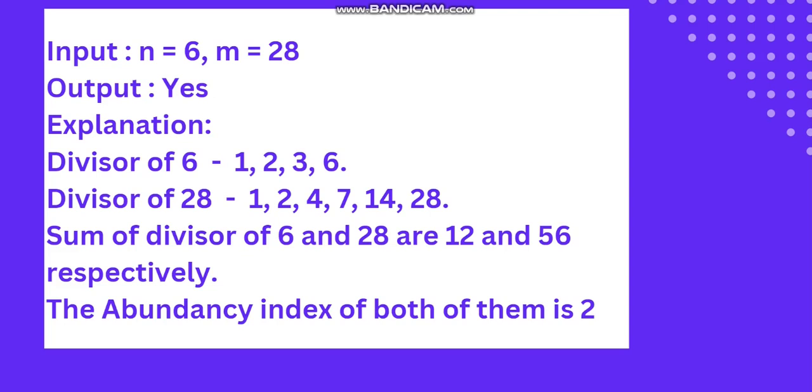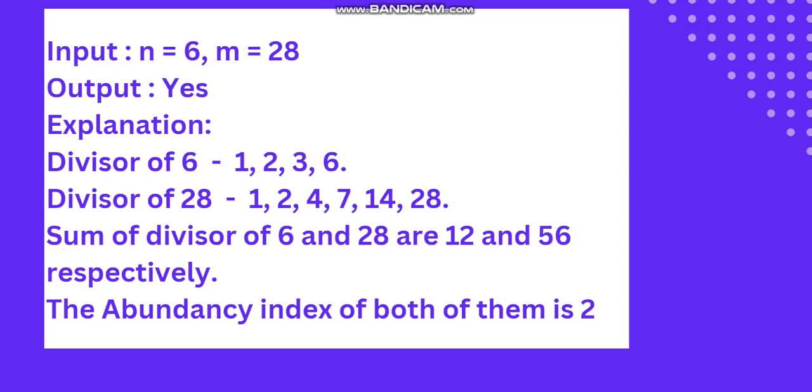Now when 12 is divided by 6 and 56 divided by 28, the abundancy index is 2, that is 6 2s are 12 and 28 2s are 56, right? So if I divide the sum of divisors with the numbers, then the result is equal. So they both are friendly pairs.